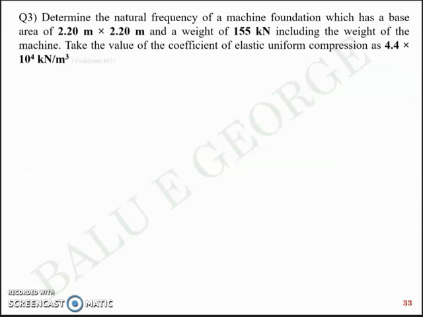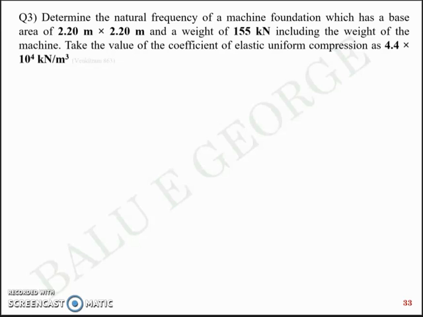Now we'll move to the first question on machine foundation, the numerical problem. Determine the natural frequency of a machine foundation which has a base area of 2.2 by 2.2 and a weight of 155 kilonewton, including the weight of the machine. Take the value of Cu as 4.4 into 10 raised to 4 kilonewton per meter cube. You're asked to find the natural frequency of the machine foundation.